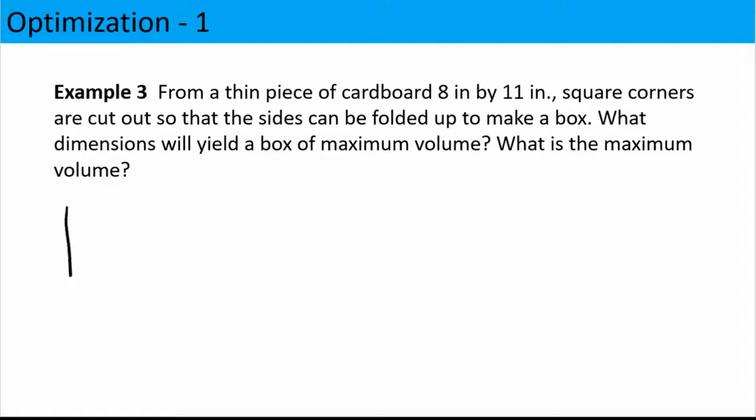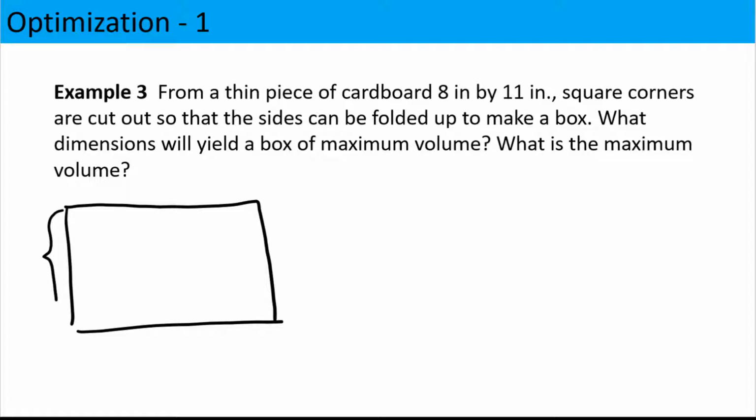Let's begin by making a drawing. So here is a depiction of an 8 by 11 inch piece of cardboard, and we'll make the shorter side 8 inches and the longer side 11 inches. The instructions are that we cut out corners, square corners of side length x.